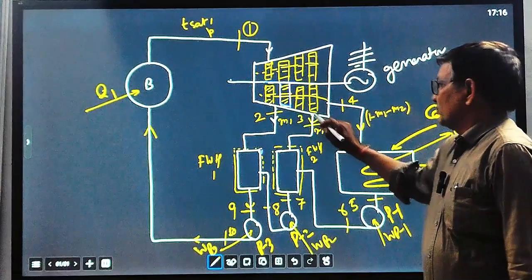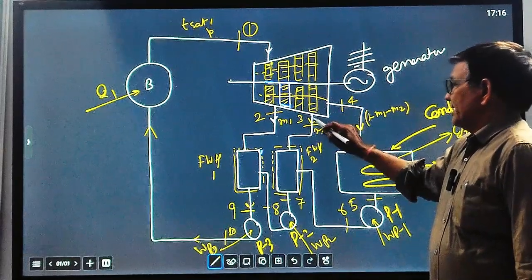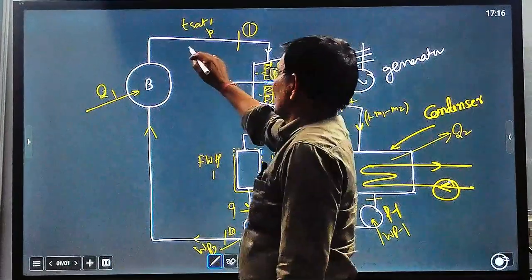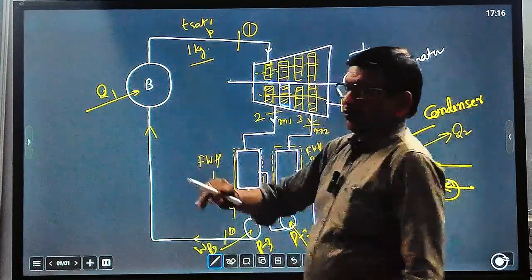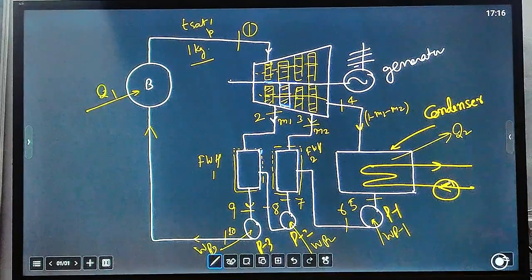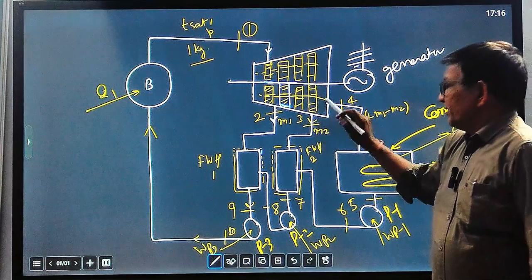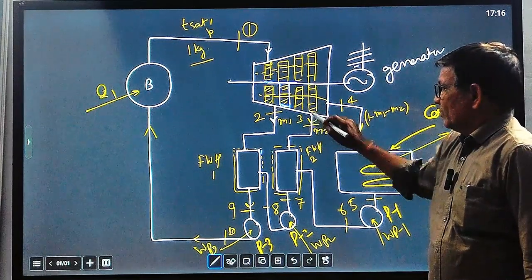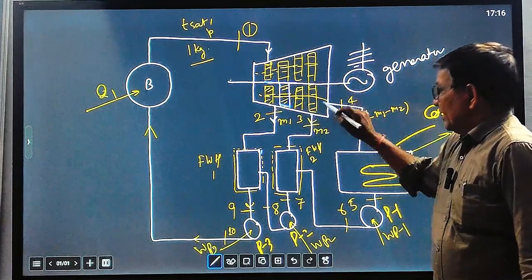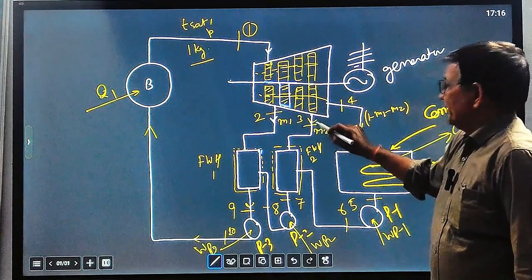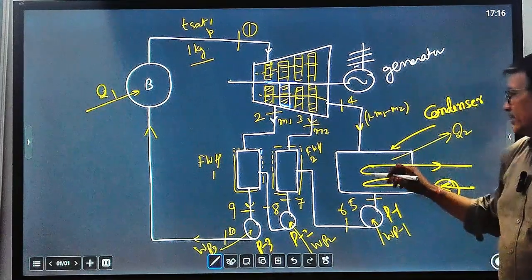So from this point to this point, in the expansion process, only 1 minus M1 kg of steam. Here we say that 1 kg of steam is inflowing, so we are calculating only per kg of steam. So here it is 1 kg. Once we take M1 kg, the remaining steam, 1 minus M1, will expand from state 2 to state 3, and here we take M2 quantity, so the remaining quantity, 1 minus M1 minus M2, will go into the condenser.